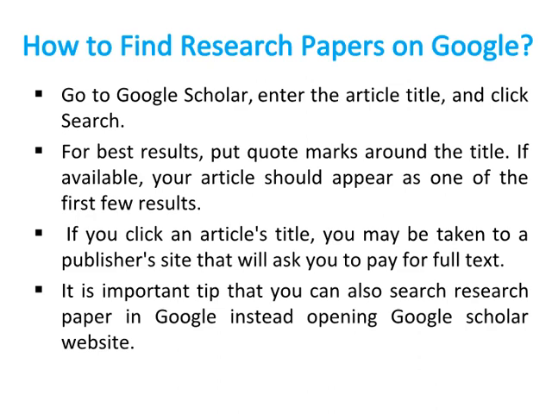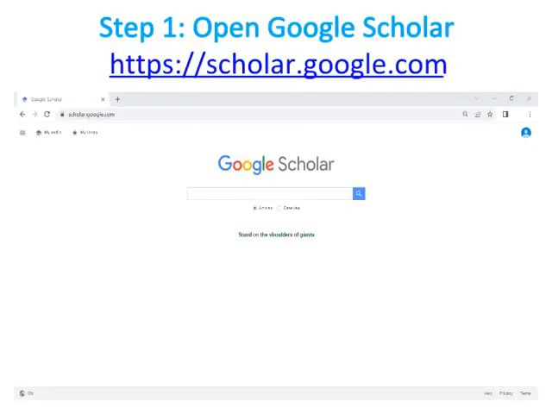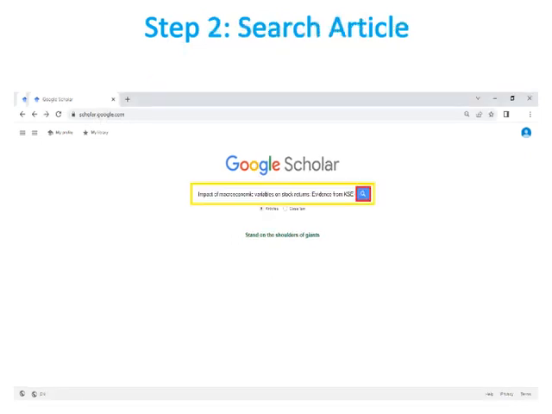for full text. It is an important tip that you can also search for a research paper in Google instead of opening the Google Scholar website. So let's start. In step 1, you will open the Google Scholar website. In step 2, search for the research paper by writing in the Search tab.